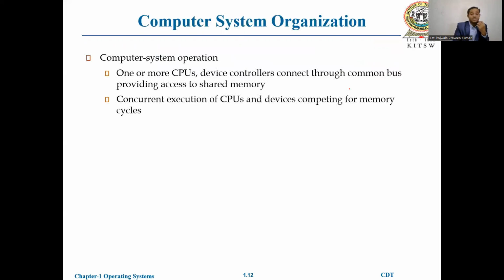Operating system organization: how you are going to organize your computer systems. Computer system operations involve one or more CPUs and device controllers connected through a common bus providing access to shared memory.